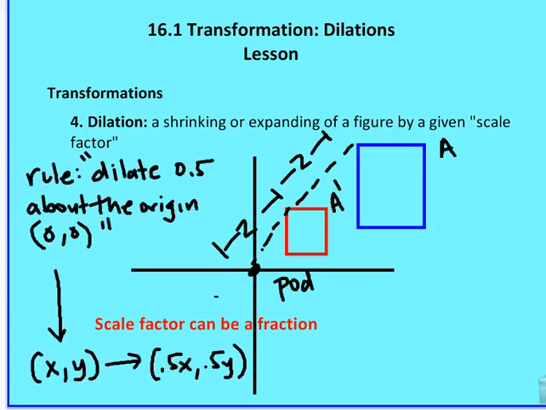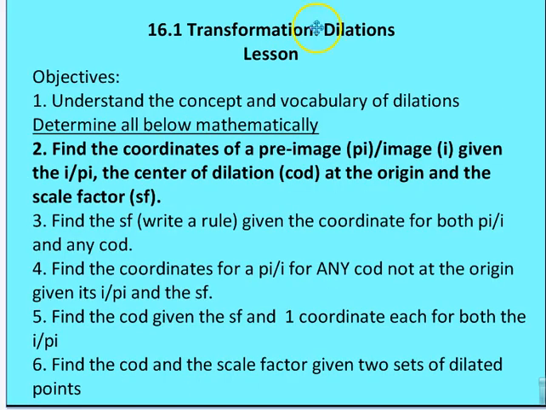All right, so the rule would be, if you want to write a rule, 2 ways we can say it. We can say dilate 0.5 about the origin, 0, 0, or we can write it here as we have numerically (x, y) with the arrow (0.5x, 0.5y). All right, so next step is to find the coordinates of the pre-image and the image, given the pre-image, the center of dilation at the origin, and a scale factor.